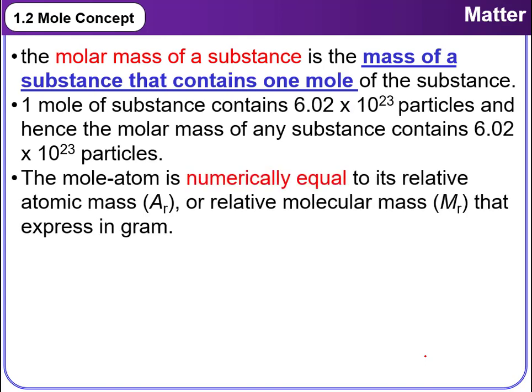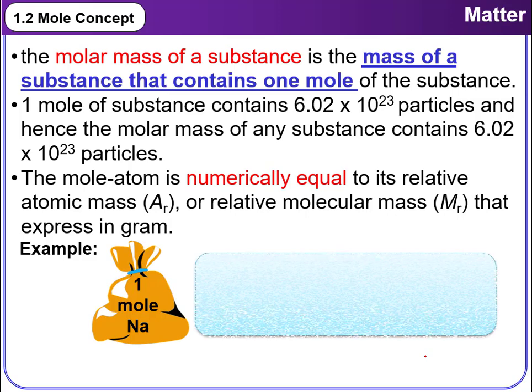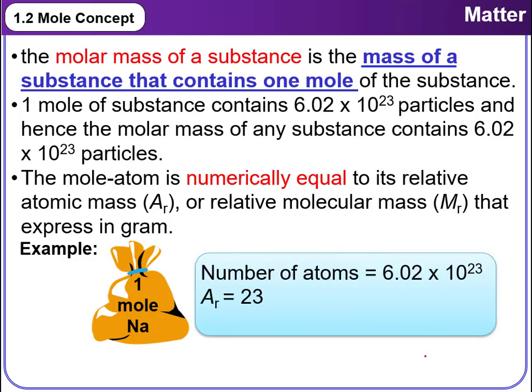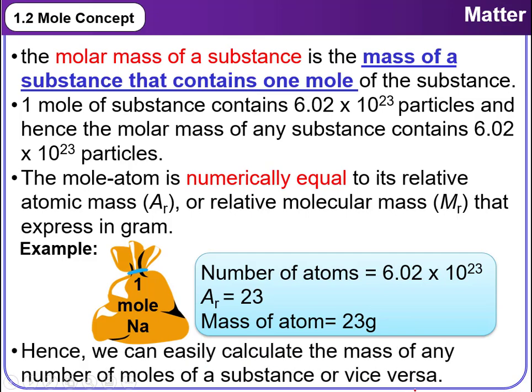Next, the molar mass of a substance is the mass of a substance that contains 1 mole of the substance. 1 mole of substance contains 6.02 times 10 to the power of 23 particles. The molar mass is numerically equal to its relative atomic mass or relative molecular mass, which we express in gram. Hence, we can easily calculate the mass of any number of moles of a substance.